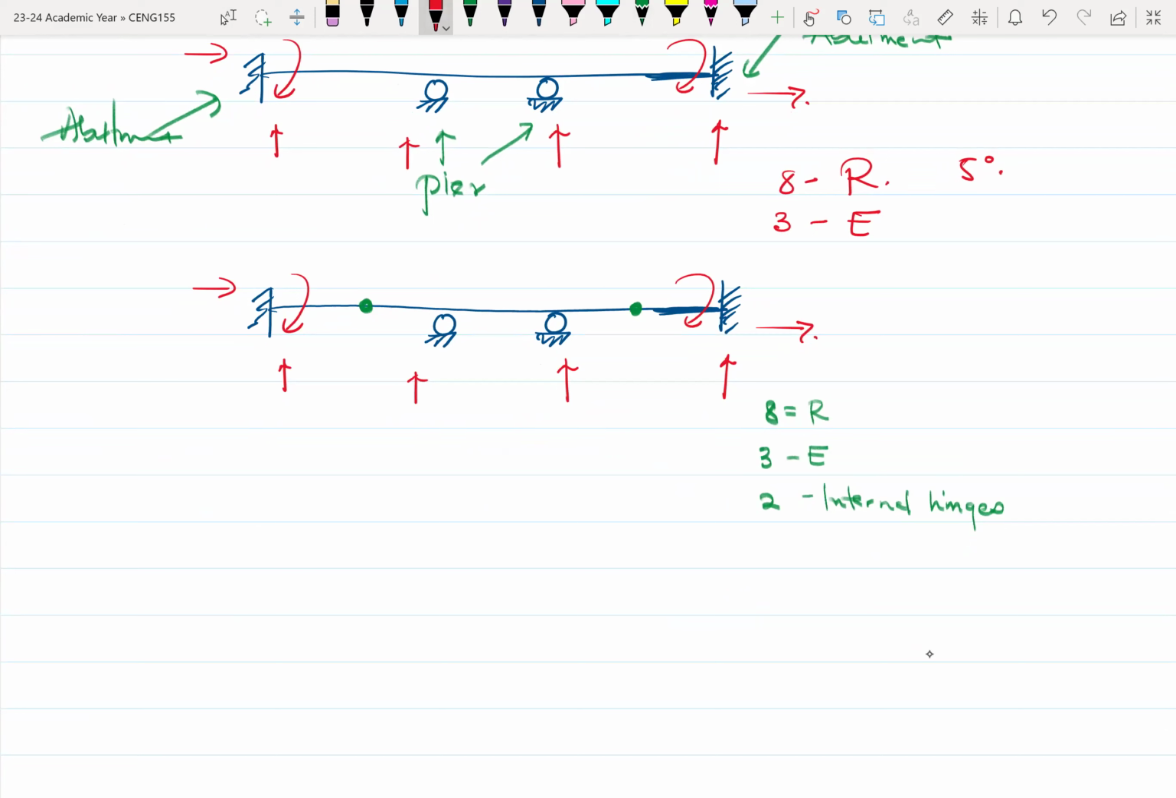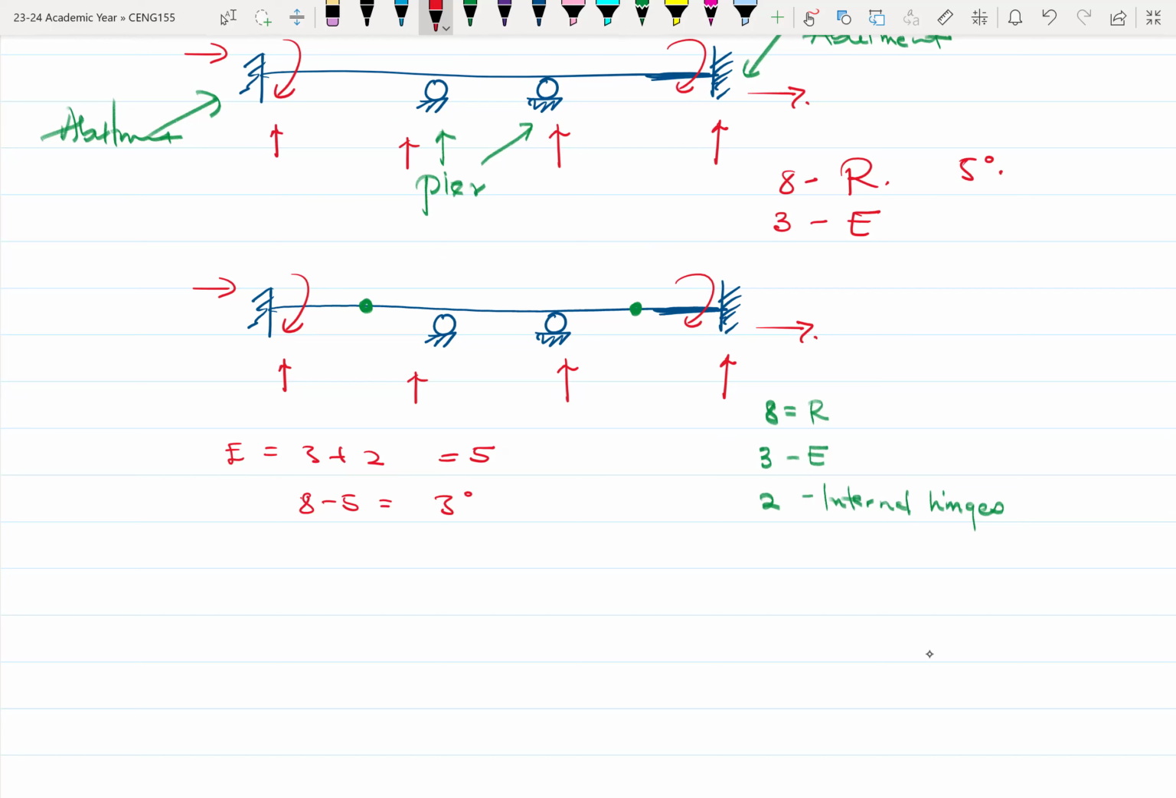So it means that our total equations now become 3 plus 2, and this will give us 5. And then our reactions are still 8. So 8 minus 5 will give us 3, which is the 3rd degree. Right. So we have reduced the degree of indeterminacy. And we can break it a bit more. You can break it down and down, add a few more hinges, and then we could keep reducing and reducing, right?